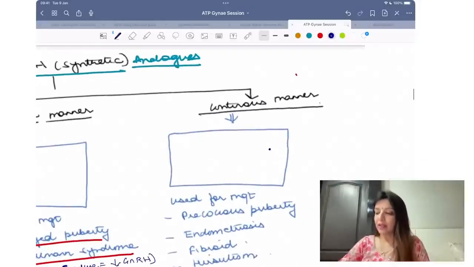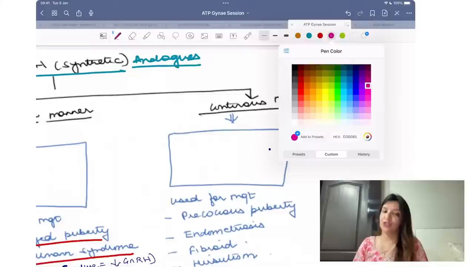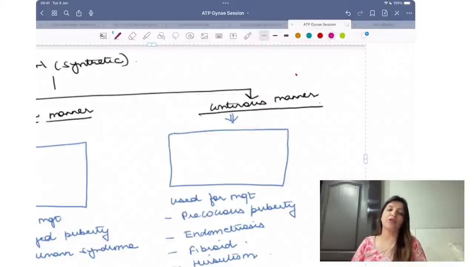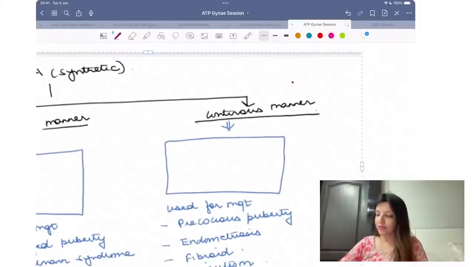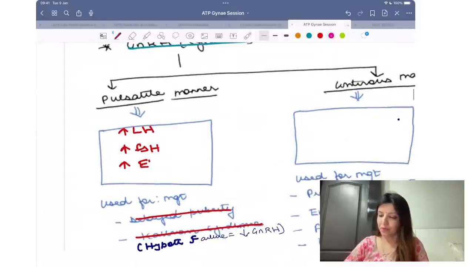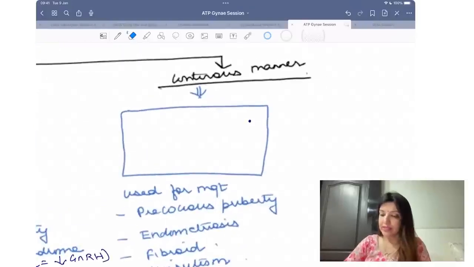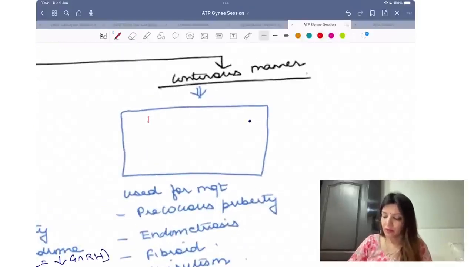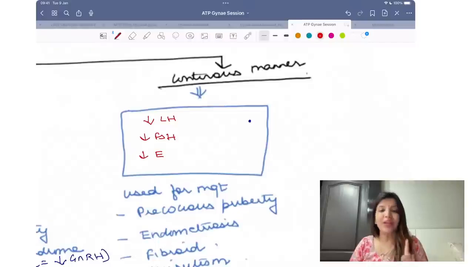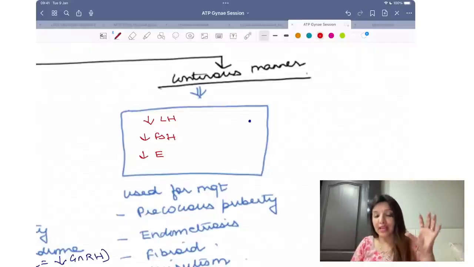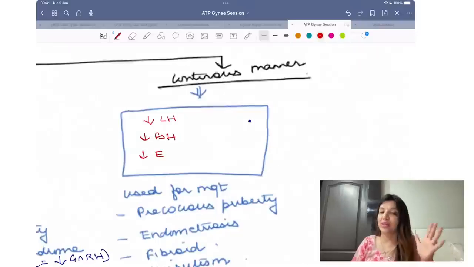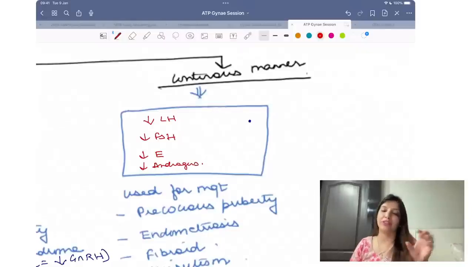Now, coming to continuous GnRH. Whenever the same GnRH is given in a continuous manner, it is going to decrease LH, it will decrease FSH, and it will decrease estrogen. Not only is it going to decrease estrogen, because LH acts on the theca cells to release androgens, it will also decrease androgen production by the ovary.